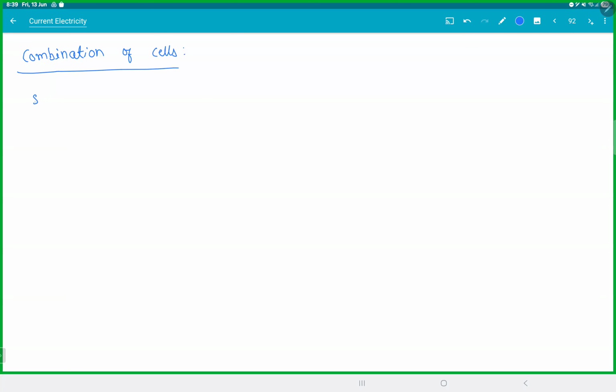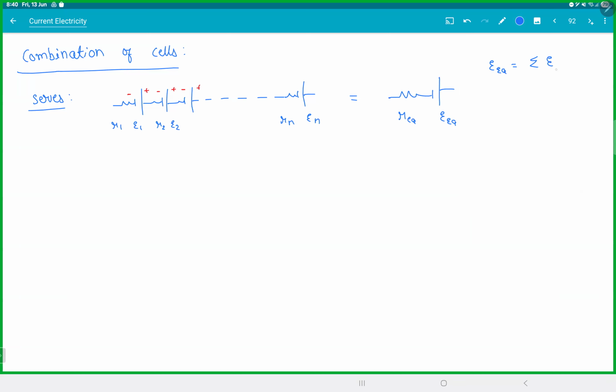First thing, series. So if we keep n cells in series, R1, E1, R2, E2, and so on till Rn, En, you're keeping them in the same polarity. So negative, plus, negative, plus, negative, plus, and so on. The equivalent EMF, you can just add all the EMFs and you can just add all the resistances. So E equivalent will be sigma Ei, R equivalent will be sigma Ri.